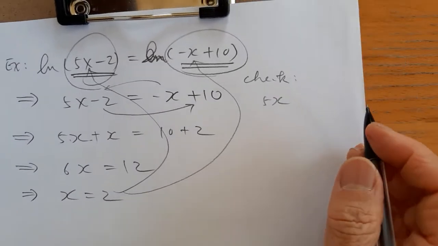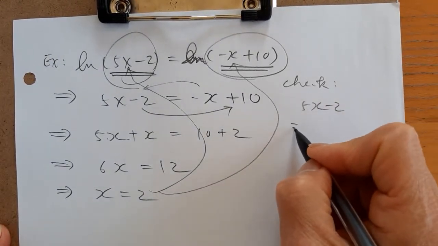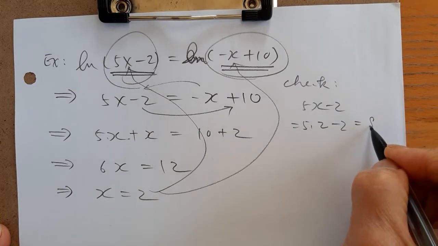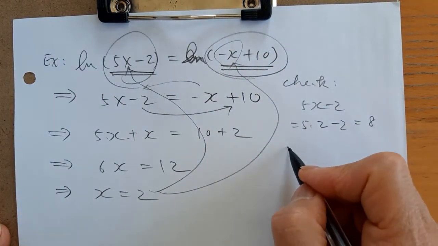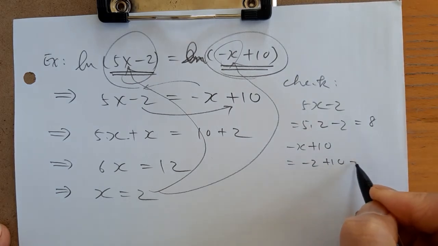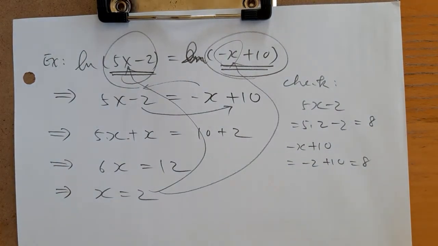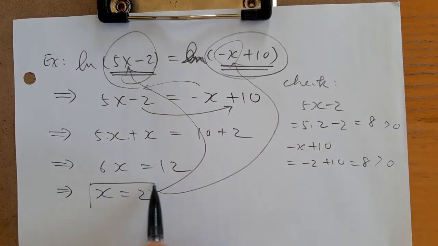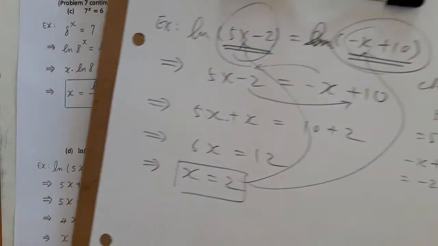5x minus 2 is 5 times 2, x is 2, plug it in, minus 2, which is 8. And use this one, negative x plus 10: negative 2 plus 10, also 8. They are equal, and they are positive. Then x equals 2 is the solution.